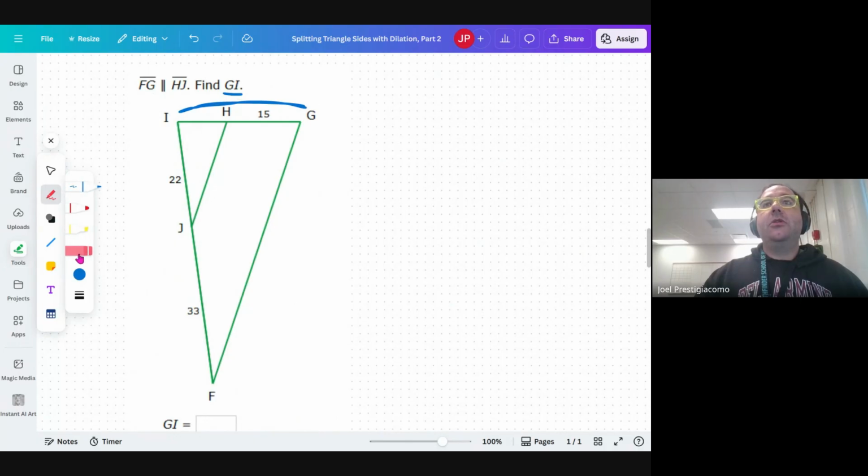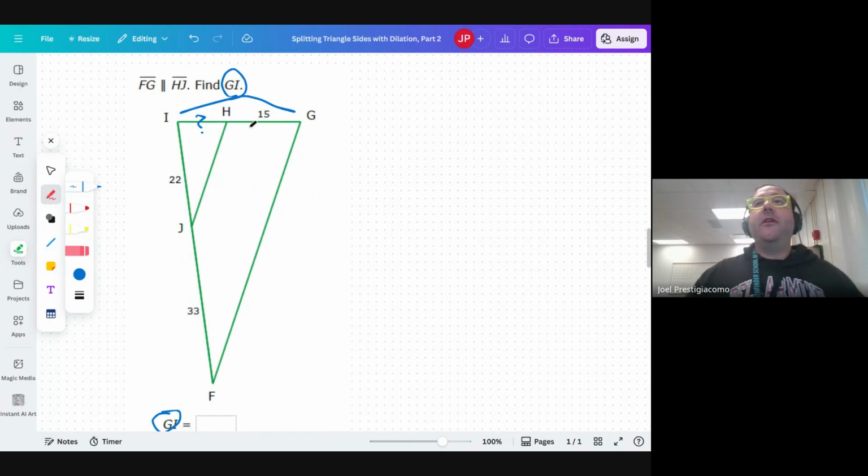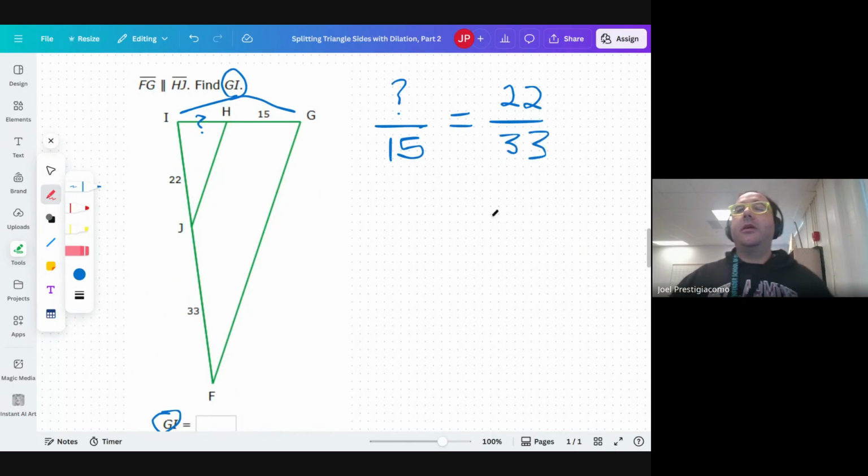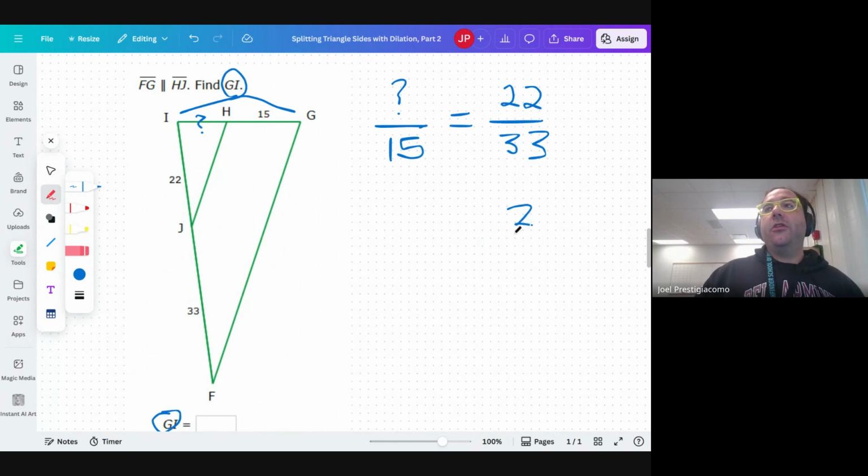So I'm going to start. Again, GI is this. Remember, you're solving for GI. So I'm going to start with this unknown here. If I compare that to 15, on its side, that's going to be the same as 22 over 33. Now if you notice this, 22 over 33 is the same as 2/3. It's going to make this a little easier to work with.